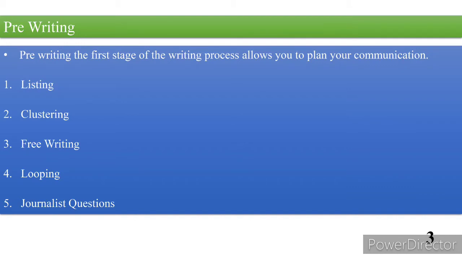Pre-writing, the first stage of the writing process, allows you to plan your communication. This stage of pre-writing consists of 5 or more parts, but the major parts are listing, clustering, free writing, looping, and the last one is journalist questions. So, what are the major workings of these parts? We will discuss them individually. The first one is listing.